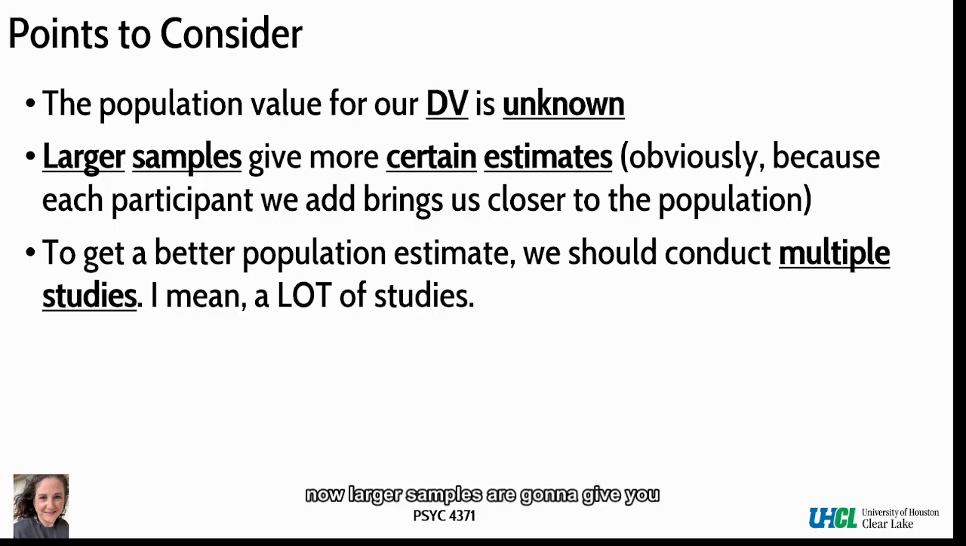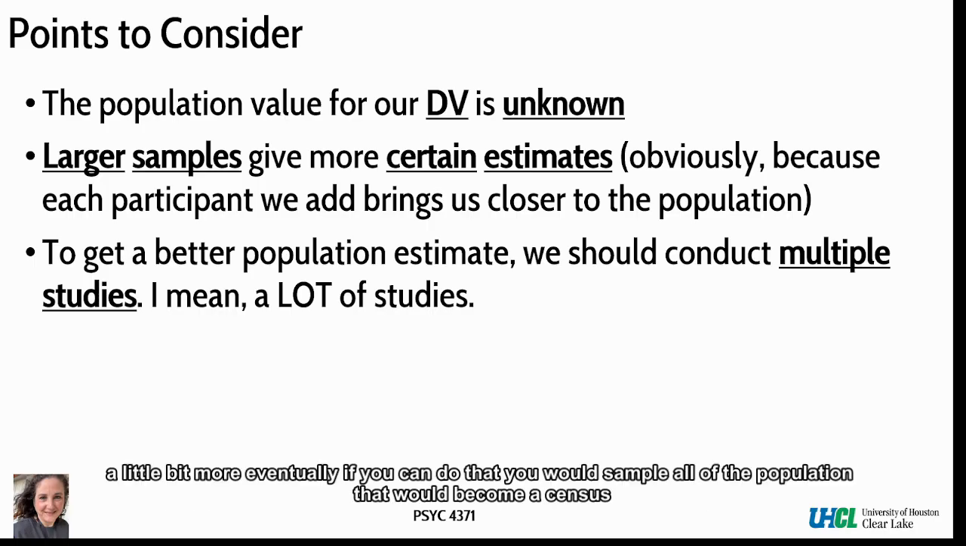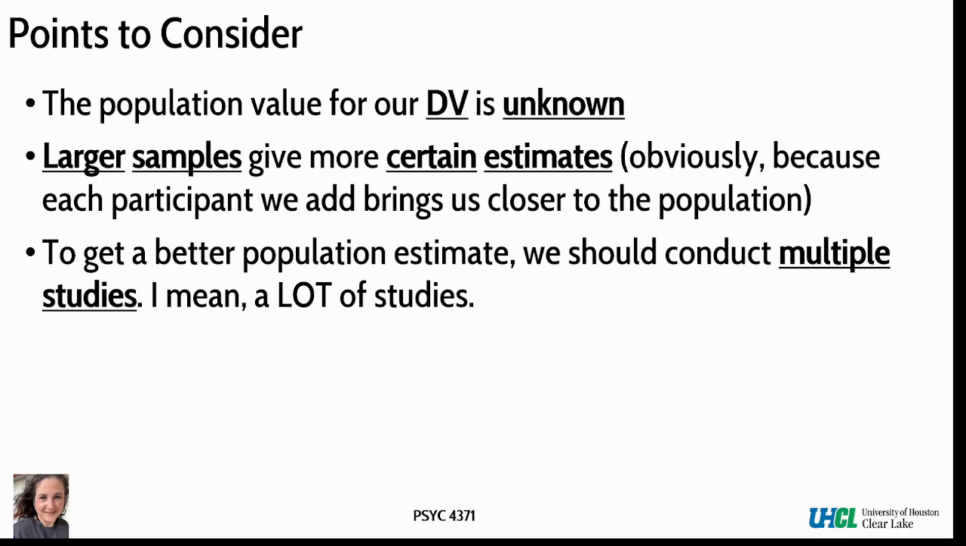Now, larger samples are going to give you a more certain estimate. Every time you sample and increase the number in your sample, you approach the population a little bit more. Eventually, if you kept doing that, you would sample all of the population. That would become a census, and you would go to a point where it's not possible to do that. We cannot realistically sample all college students in the United States to determine how many hours they sleep per night.